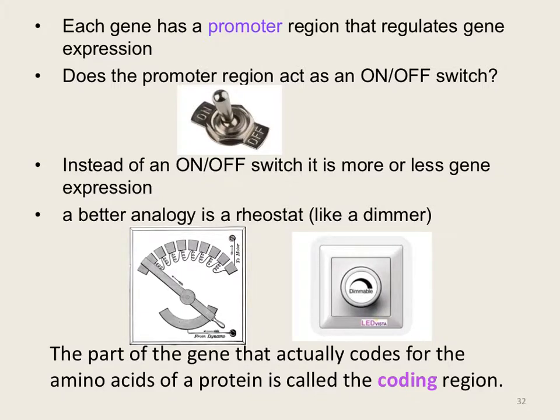So we've got this promoter region, and then instead of an on-off switch, which would just give you the same amount of protein, let's say C, it's more like a rheostat. And a rheostat is like a dimmer, right? Just like this. It's a matter of dimming or turning up. The more you turn up, the more protein is made of that specific kind of protein. Now, the gene actually codes, of course, for amino acids, which then make up a protein.